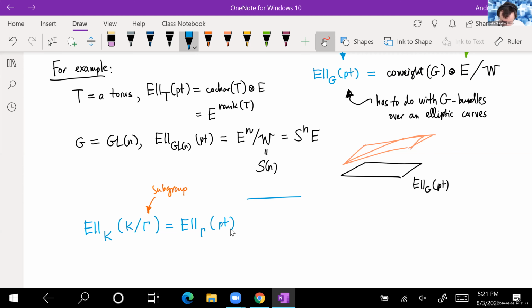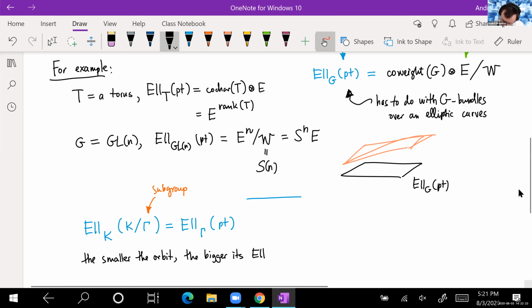So this says the smaller the orbit, the bigger its elliptic homology. This is kind of the size of the orbit. So when we take elliptic homology, you go from spaces to schemes, so that this property has a kind of reciprocal relation on size. What was small becomes large. What was large becomes small.